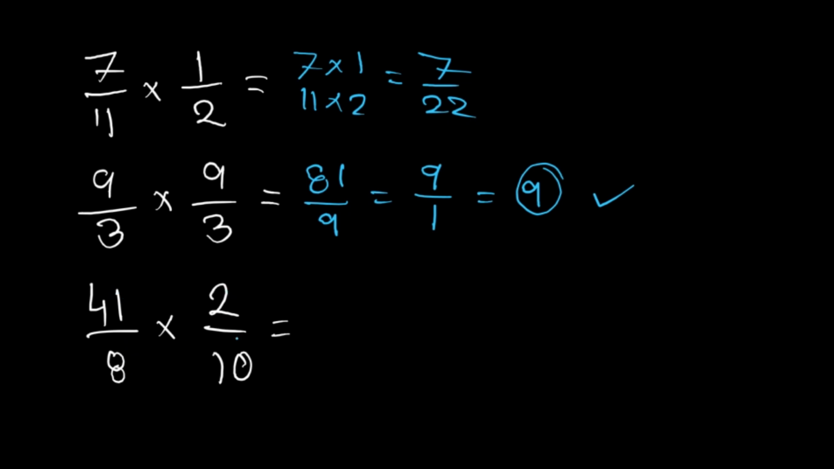41 over 8 times 2 over 10. So I'll show you a trick. As you can see, the denominator of 41 over 8 is divisible by 2. And so is the numerator of the other fraction. So what you can do is you can simplify by dividing both by 2. So 2 then becomes 1 and 8 becomes 4. And then you continue with the multiplication as usual. So 41 times 1 over 4 times 10, which will give you 41 over 40.